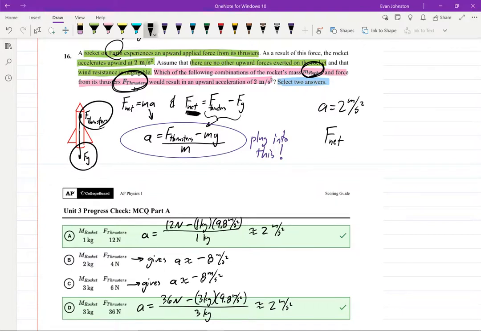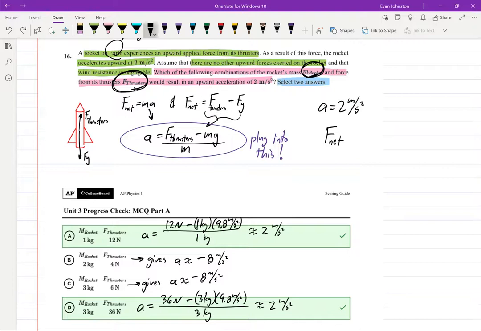The net force would be 0. The rocket would go nowhere. A would not be 2. A would be 0 because the rocket would be going nowhere. And so it must be that the thrusters are just strong enough to overcome gravity and give us a net force that results in an acceleration of 2.